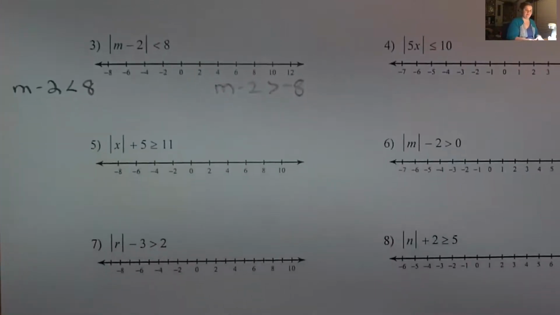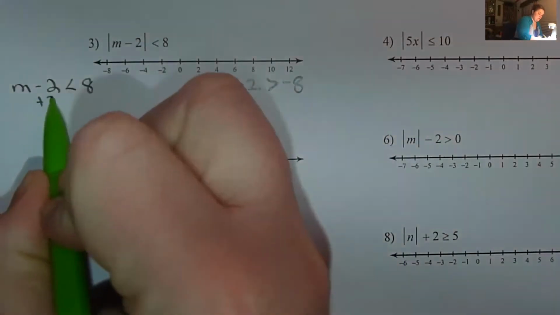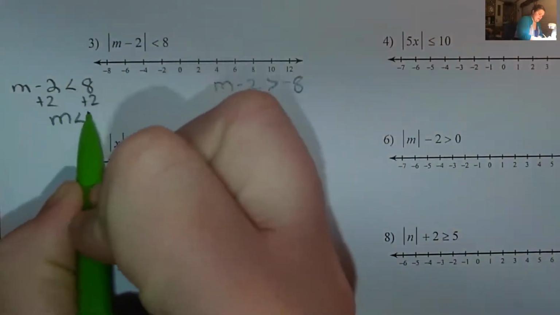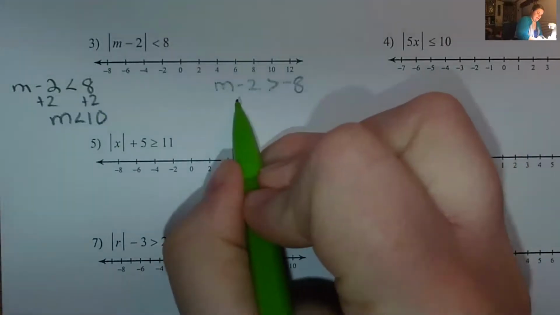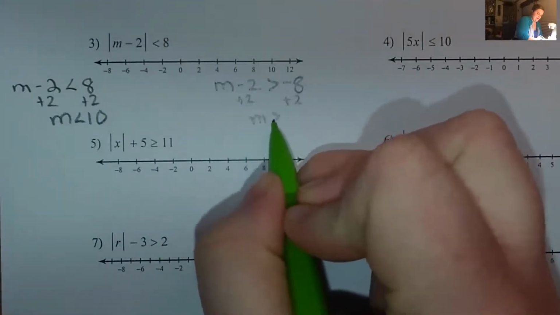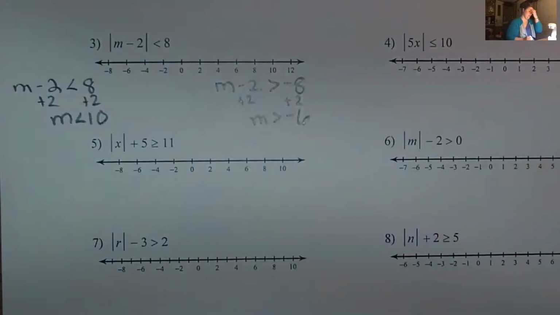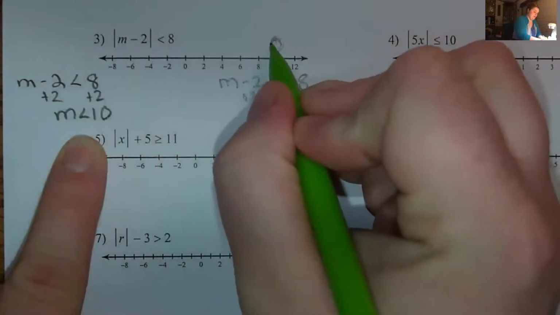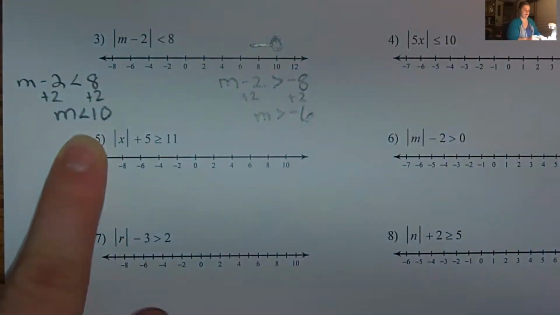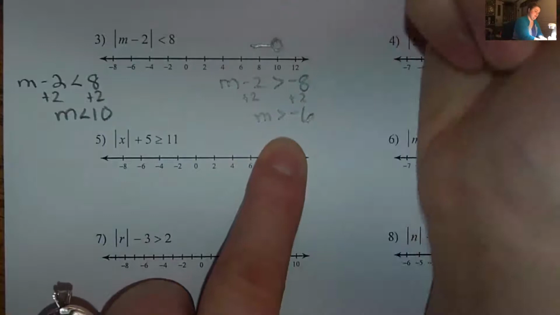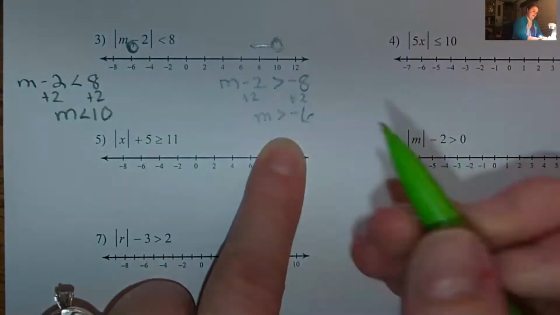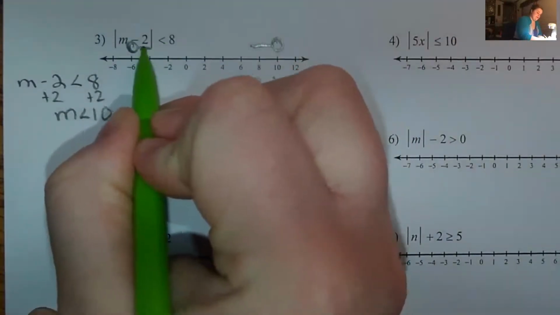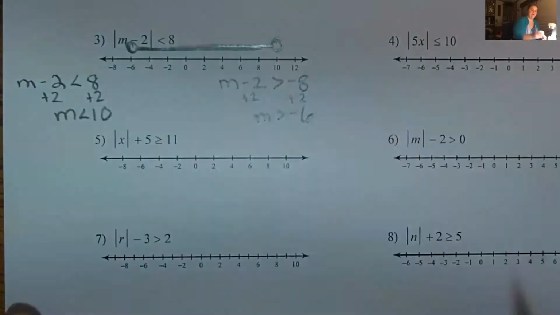Now we're just going to solve the 2. So I'm going to add 2, so m is less than 10. Add 2 here, m is greater than negative 6. Open or closed circle at 10? Open. Less than is pointing to the left. Open or closed circle at negative 6? Open. Greater than is pointing to the right. So these are actually going to connect. Sometimes they'll connect, sometimes they'll both be facing the same way, sometimes they'll be facing opposite ways.